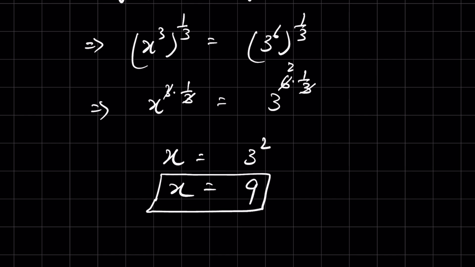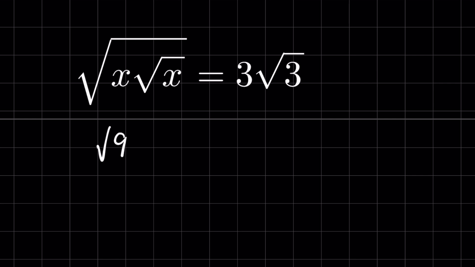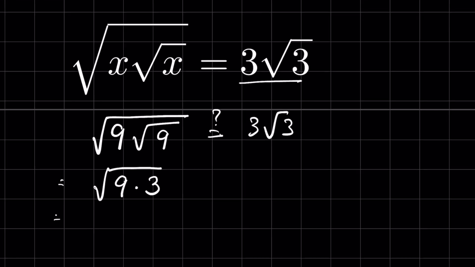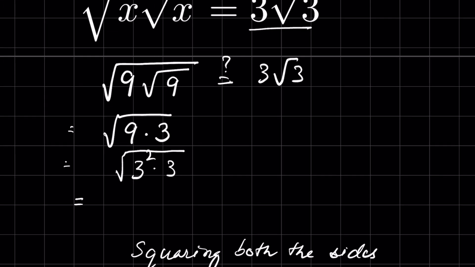We can verify this answer. 9 under square root times 9 under square root, we have to check whether it is equal to 3 times square root of 3. Now 9 times 9 under square root is 3. Now 9 is 3 square times 3 under square root, or we can write it as 3 square under square root times square root of 3.